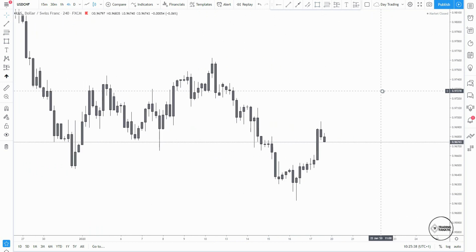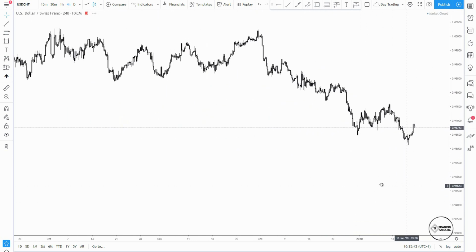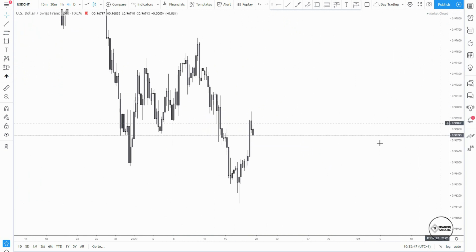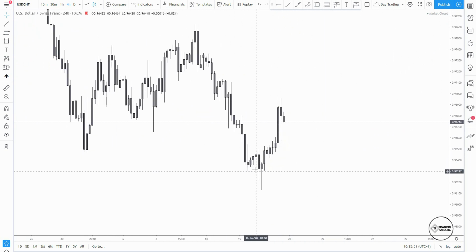So let's see. This market is a little bit confusing because from the daily time frame, I see that this is very overextended to the downside. It's starting to slow down here. You see the market started to push to the downside, but it should do this. But overall, I am still sell bias.